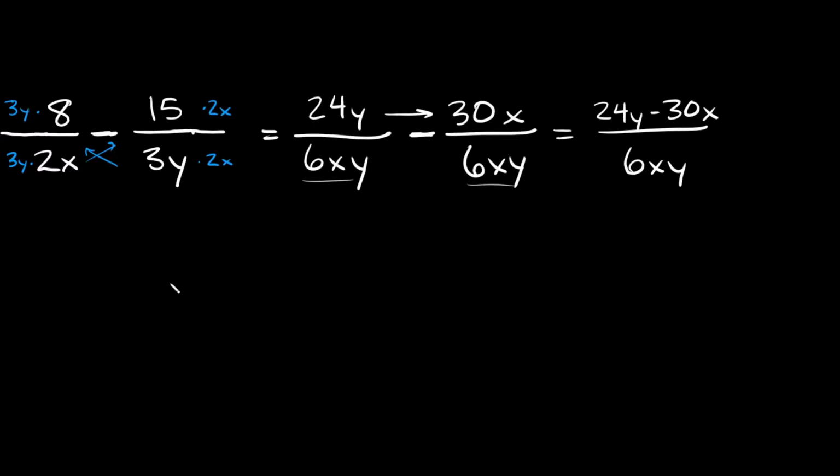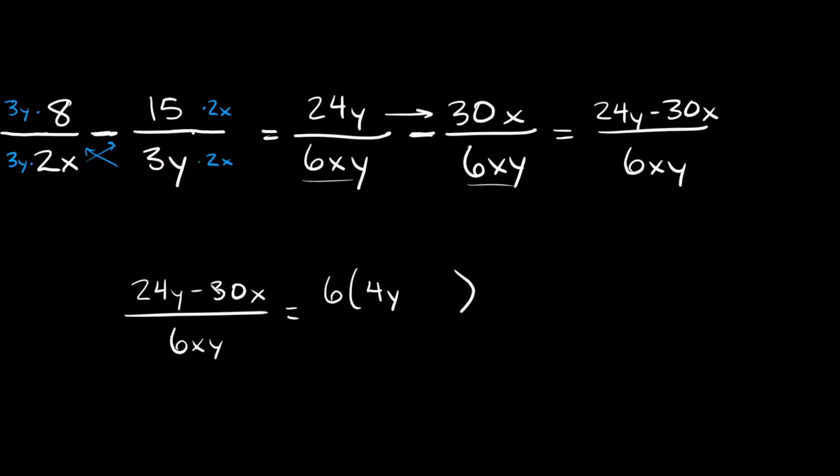So let's bring it down here. 24y minus 30x over 6xy. From the top over here, as you can see, both of these numbers are divisible by 6, so I can essentially just factor out a 6. If I factor out a 6, or same thing as dividing by 6, what's left? Well, 24 divided by 6 is equal to 4, and we still have the y. And then here, negative 30 divided by 6 would be negative 5, so minus 5x. And then on the bottom, we have 6xy.